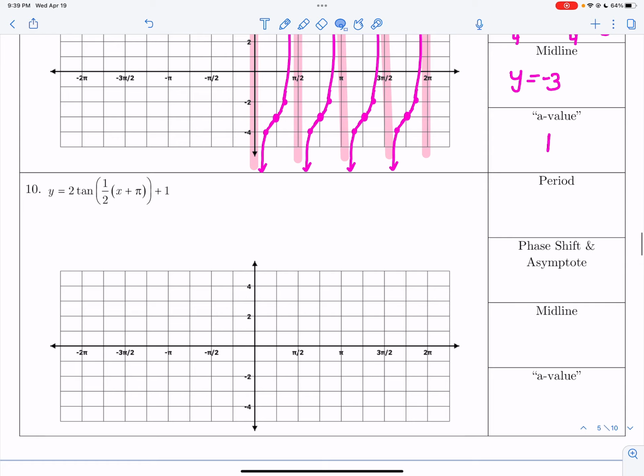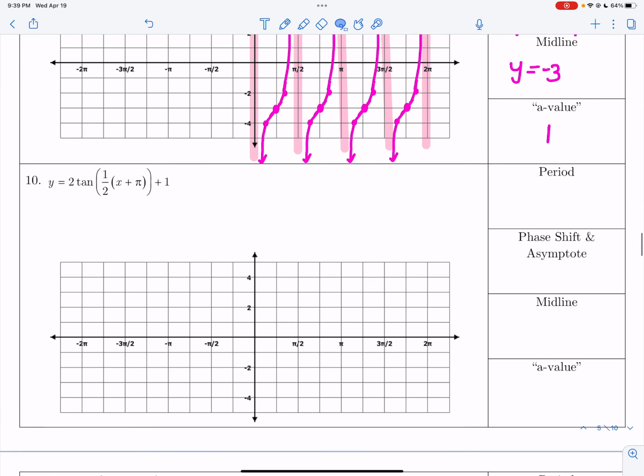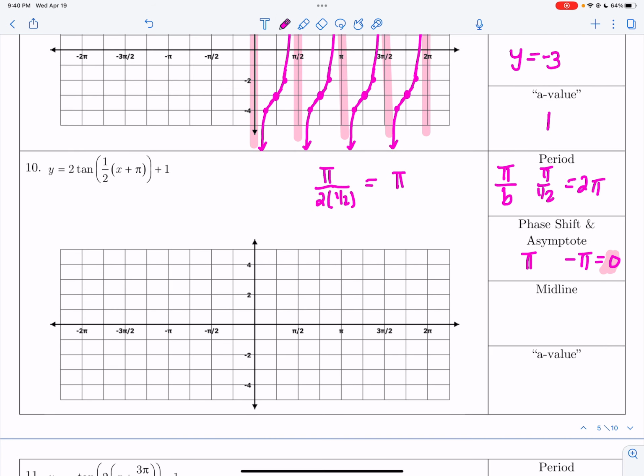All right, so number 10 features an a value, which is a really good problem. I have a period of pi over b, or pi over 1/2, which is the same thing as 2 pi. I have a phase shift of minus pi, and then my asymptote is pi over 2, and then times 1/2. Well, 2 times 1/2 is just 1, so I have pi, which means that once again, my asymptote will start at 0. Now, will this happen 99% of the time? No, but these problems were pretty nice, I would say.